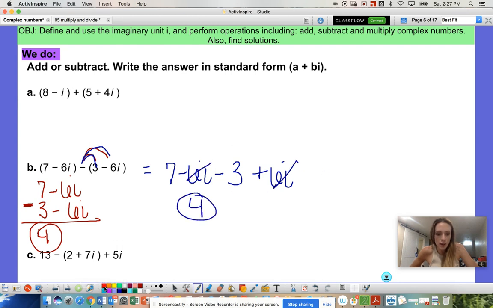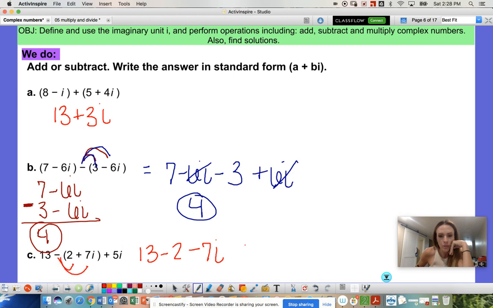Okay, so again, go ahead and pause me. I'm going to work through the top one here. We'll do 8 plus 5 is, what is that, 13? And then negative i plus 4i is 3i. With addition, you don't have to write it out like this, but I encourage my kids to do it with the subtraction. This one, I would encourage you to write it out. So 13 minus 2 minus 7i, right? Right there, plus 5i. So then we'll have 13 minus 2 is 11, and negative 7i plus 5i is negative 2i.